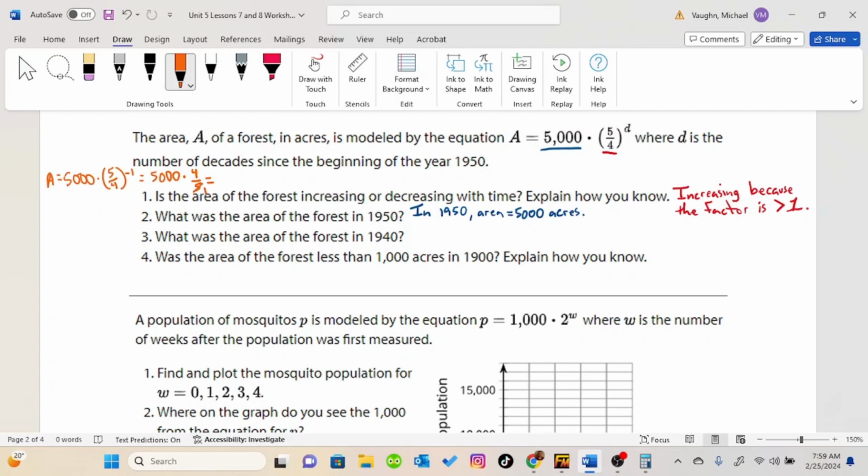5 goes into 5 once. 5 goes into 5,000 1,000 times. So 1,000 times 4 equals 4,000. So in 1940, area equals 4,000 acres.